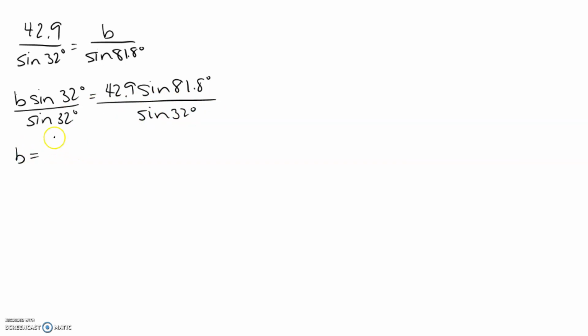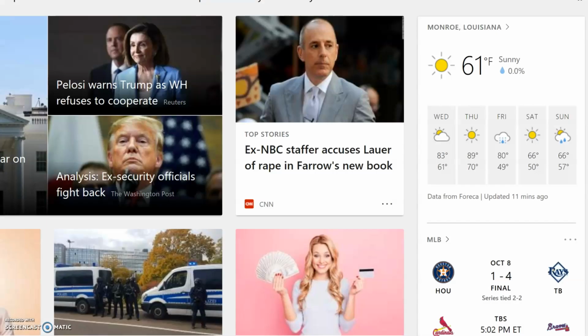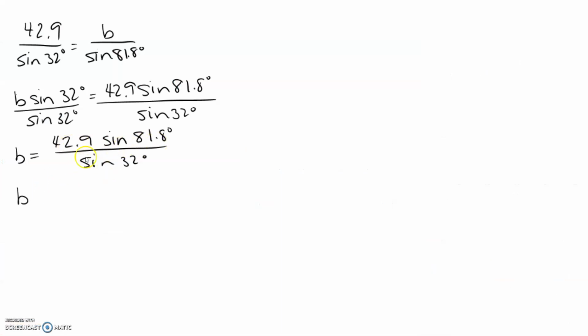Okay, so B is equal to 42.9 times sine of 81.8 all over sine of 32. Okay, so this is when I would grab my calculator and plug this information into my calculator. So what you should come out with is 80.1.